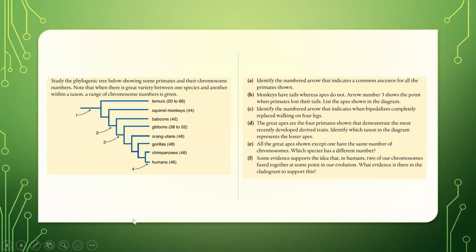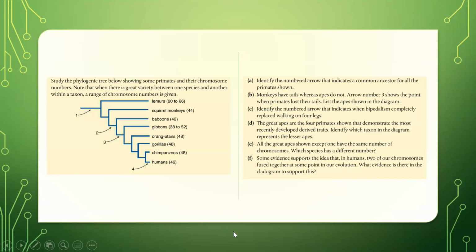Monkeys have tails, whereas apes do not. Arrow number 3 shows the point where primates lost their tails. List the apes shown in the diagram. So number 3 is where they lost their tails. All primates with tails would be lemurs, monkeys, squirrels and baboons. Everything from number 3 onwards has lost its tail.